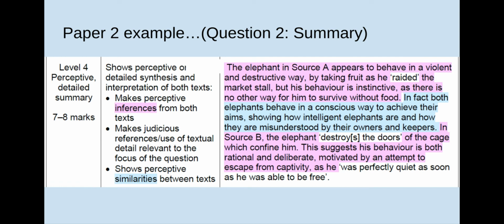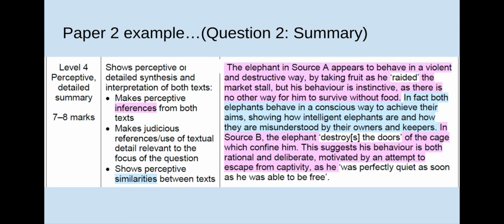If we look at a Paper 2 example for the summary question of perceptive and detailed, we've got a good perceptive analysis in purple there of the student's thoughts, which are backed up with the blue bit, the inference of similarities. So the elephant in Source A appears to behave, not does behave. It appears to behave in a violent and destructive way by taking fruit as he raided the market stall. But his behavior is instinctive, as there is no other way for him to survive without food. In fact, both elephants behave in a conscious way to achieve their aims, showing how intelligent elephants are and how they are misunderstood by their owners and keepers.